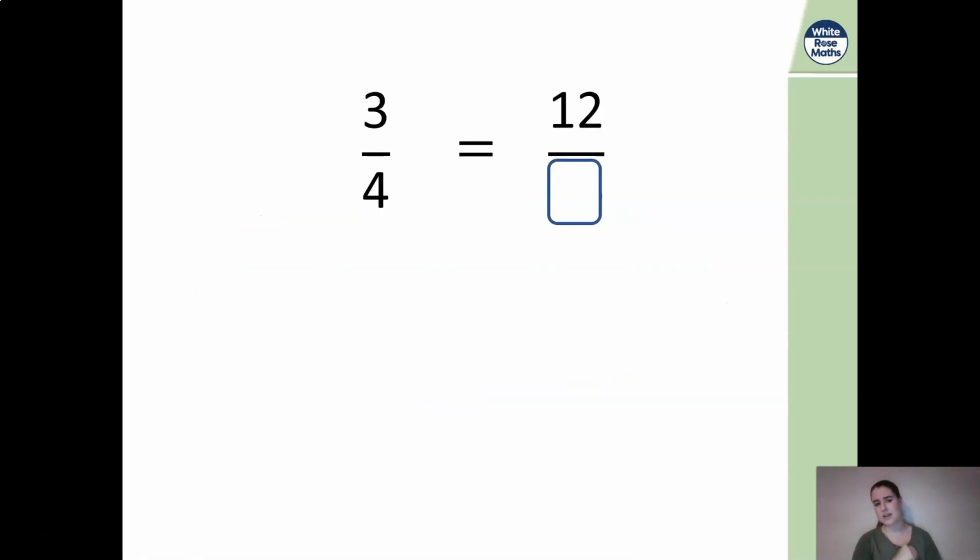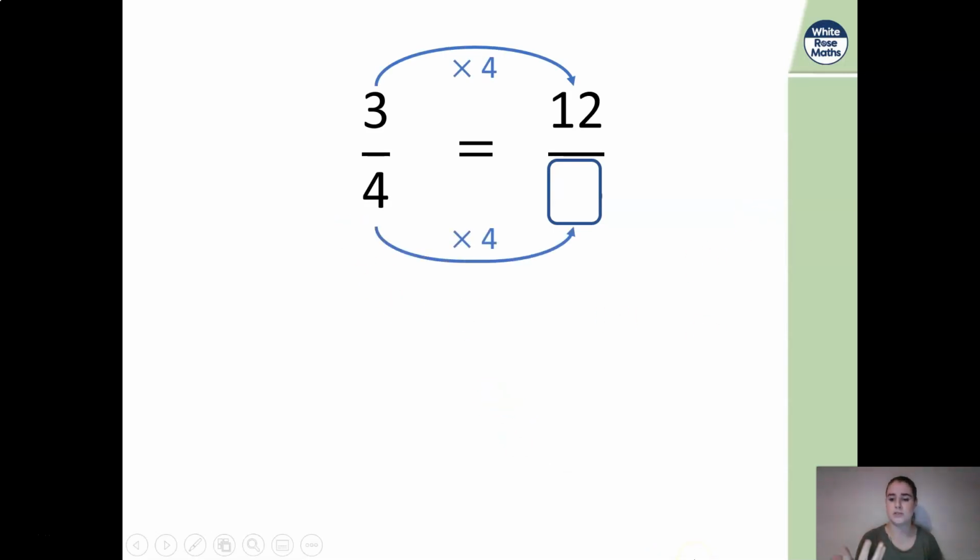So let's have a look at this one then. So I've got 3/4. Well, now I don't have my denominator, but does that matter? No, it doesn't, because I still have my numerator. So I can think, well, how did I get from 3 to 12? Well, let's think, how many 3's are in 12? 4, so I multiplied by 4. Therefore, I do exactly the same thing here to my denominator. So what is 4 times 4? Easy, 16. Okay, so 3/4 is equivalent to the same as 12 over 16.